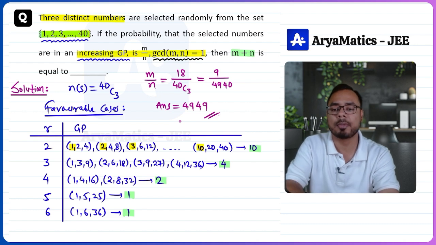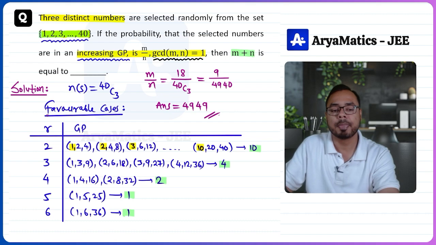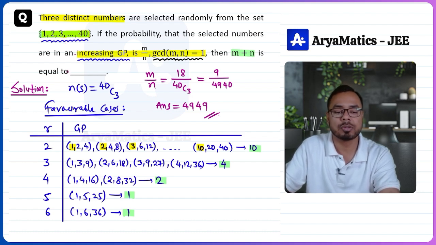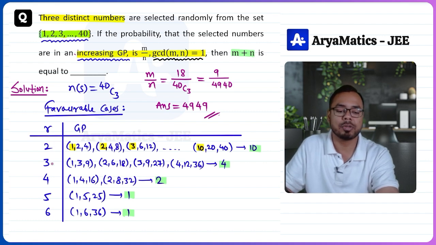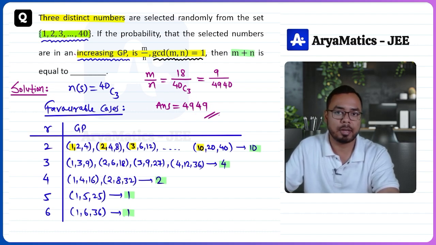So this was not a difficult problem. Just count the different cases. Total number of cases 40C3. And for favorable cases, we have to consider the different common ratios. And because we have increasing GP, the common ratio should be greater than 1. And only integers are involved here, so the common ratio cannot be a fraction. So we have to start with common ratio 2, 3, 4 up to 6. And then we got 18 favorable cases, total 40C3. After simplification, the answer will be 4949.